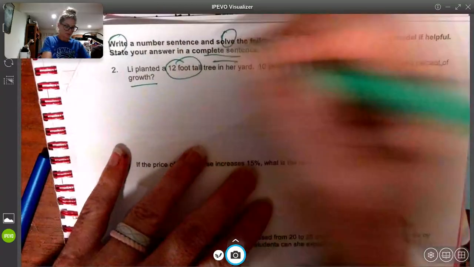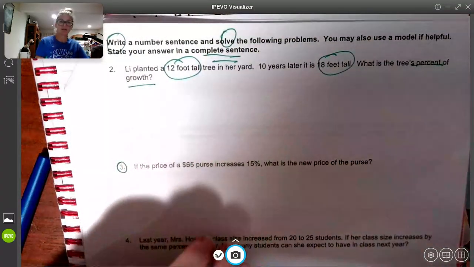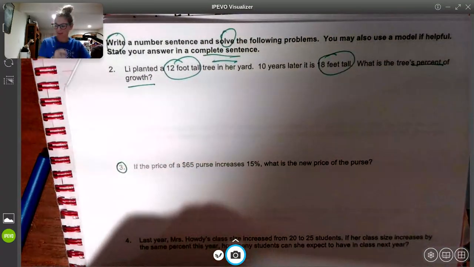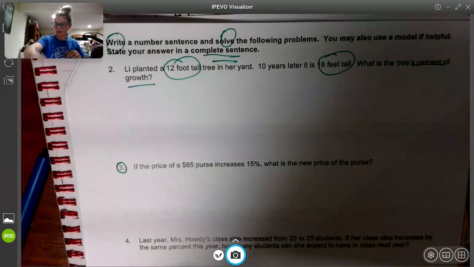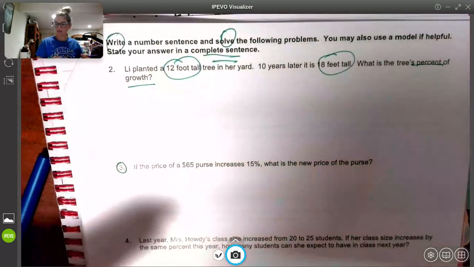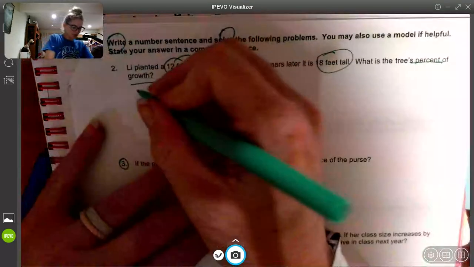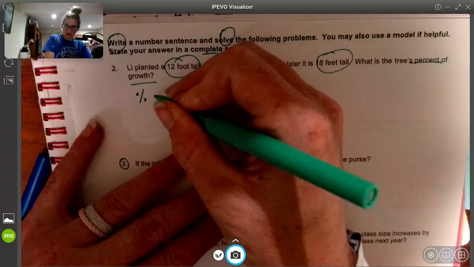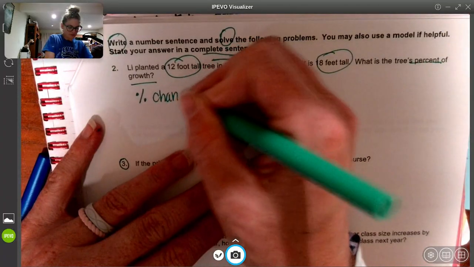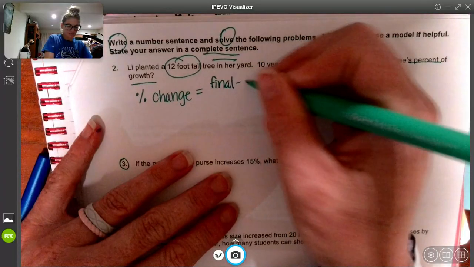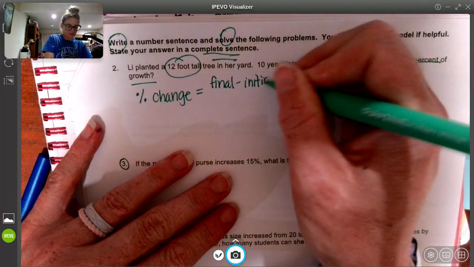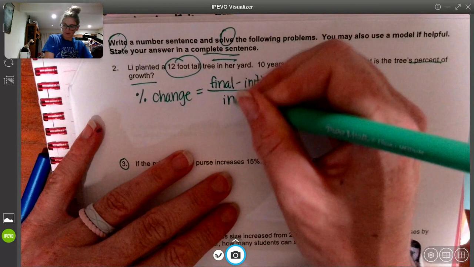So we're going from 12 feet to 18 feet. Our tree is growing, which is great. So it is a percent increase, which is nice to think about. So what we can do is find the percent of change. So remind ourselves the percent change is equal to final minus initial all over initial.